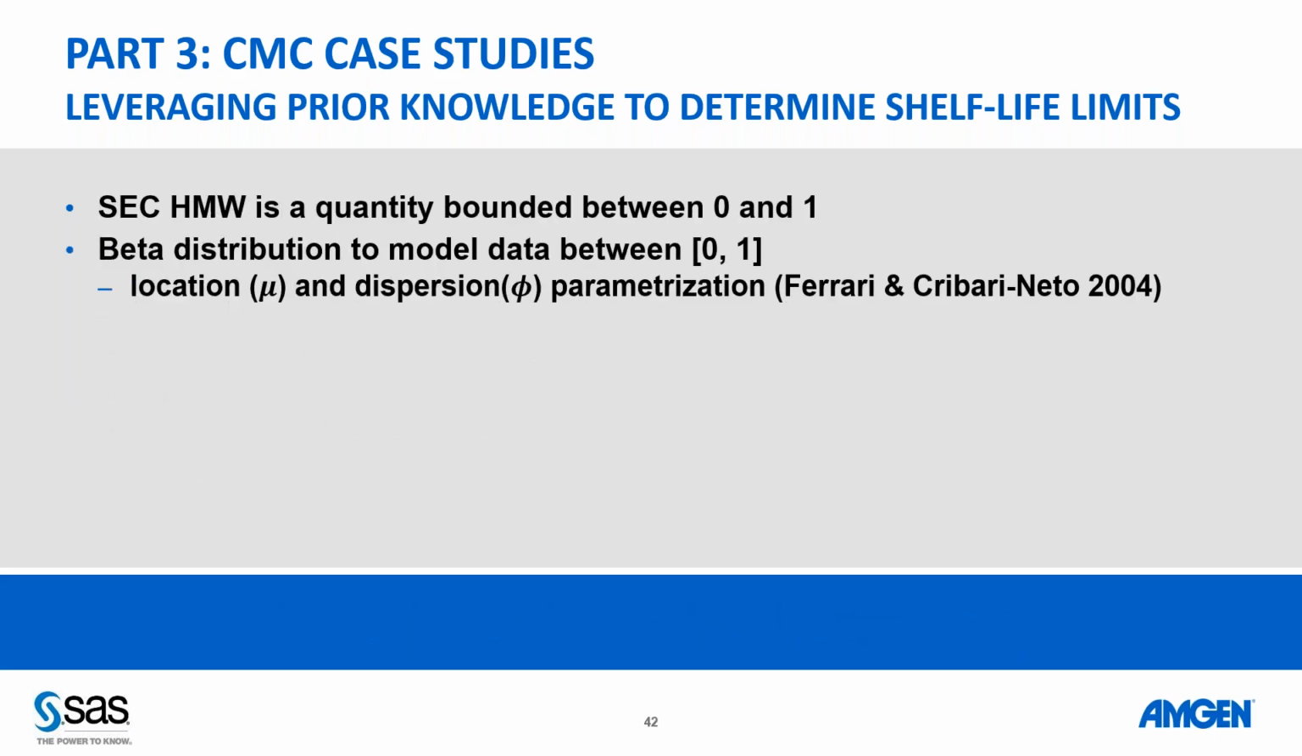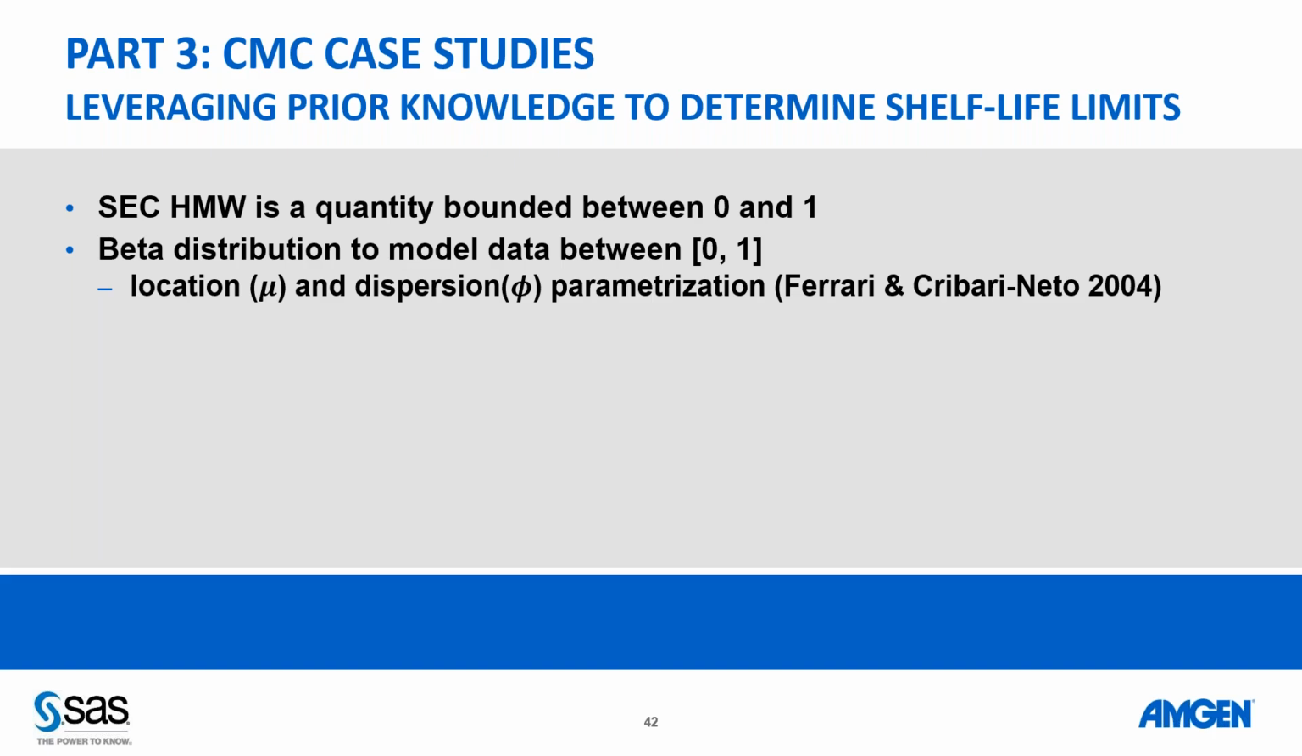Okay. So here, again, high molecular weight, HMW, is a quantity between 0 and 1. We're going to use the beta distribution, and we're going to use the parametrization of Ferrari and Cribari-Neto. Silvia Ferrari is a professor at the University of Sao Paulo in Brazil, and Francisco Cribari-Neto is a professor, I think, at the University of Pernambuco. They're both from Brazil. And this is a very popular parametrization for beta regression.